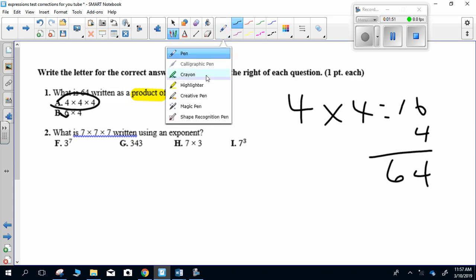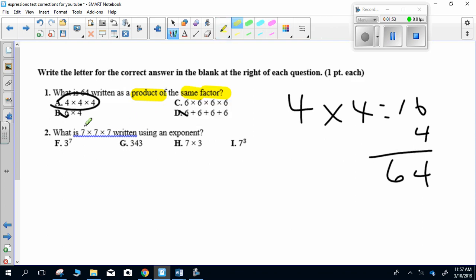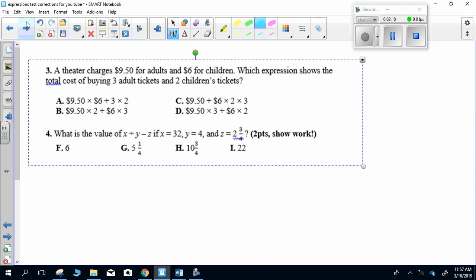So I need to remember what these things mean. I'm going to have 7 as my base. So that means that I can eliminate choice F and choice G, because choice G is in standard form. I have to have 7 times 7 times 7, which means I can eliminate H. So that means the correct answer is 7 to the third power. Make sure on your paper you write 7 times 7 times 7 equals 7 to the third power.